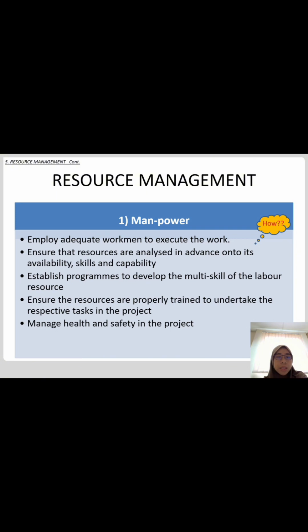Manpower is to employ adequate workmen to execute the work, to ensure that resources are analyzed in advance in terms of availability, skill and capability. Establish a program to develop the multi-skills of the labor resources and ensure the resources are properly trained to undertake their respective tasks in the project. We also need to manage health and safety in the project.